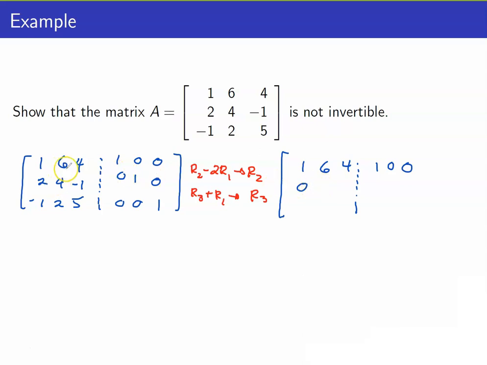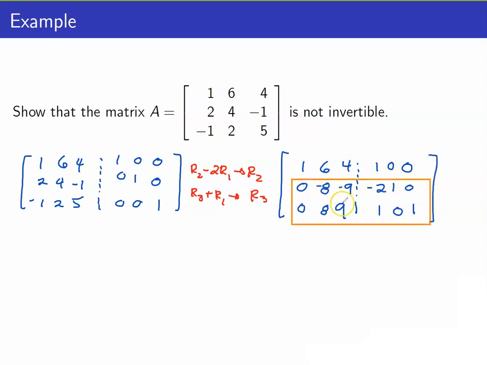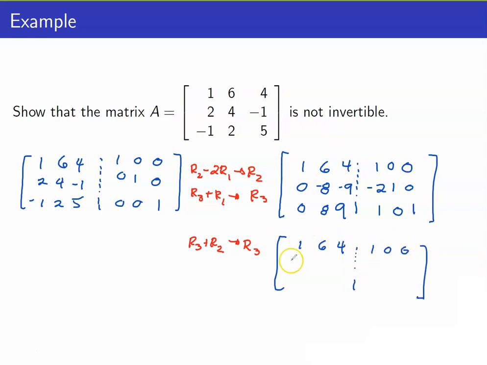Get 0, 4 minus 12 is negative 8, negative 1 minus 8 is negative 9, negative 2, 1, 0. Adding row 3 and row 1, we get 0, 8, 9, 1, 0, 1. Look at the second row and the third row. If you add row 3 with row 2, that will be your new row 3. You will get 0, 0, 0, negative 1, 1, 1. Take note that you have here a row of zeros.